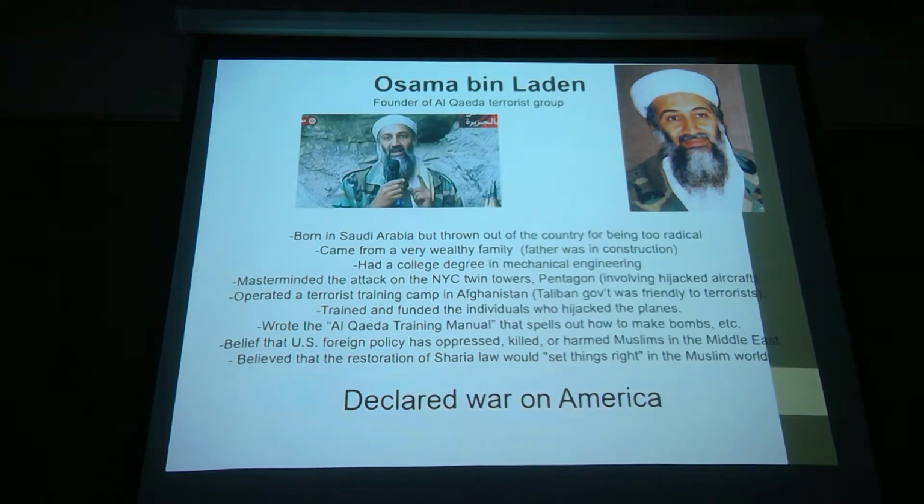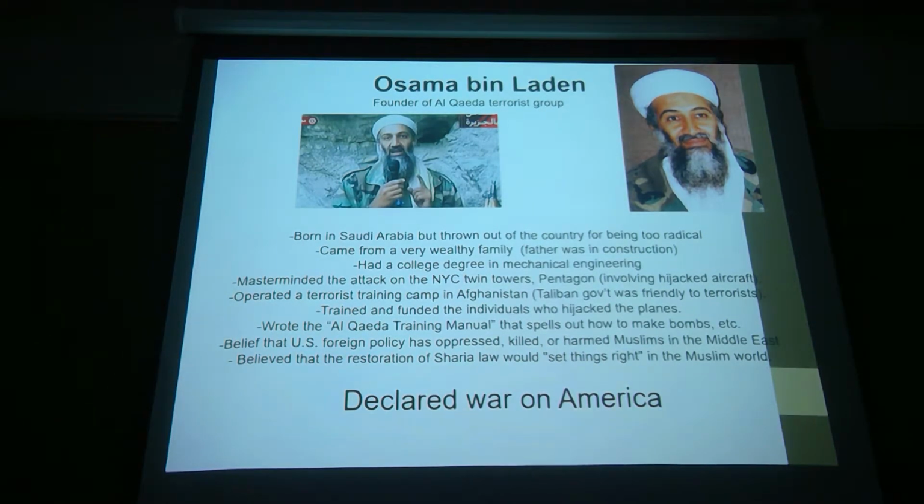Okay? And his big idea, he wanted two big things. He believed that the U.S. foreign policy had oppressed, killed, and harmed Muslims in the Middle East. He wanted the United States to get out of all of the Middle East. He wanted them to get out of Israel. He wanted them to get out of Saudi Arabia. He wanted them completely out of the Middle East.